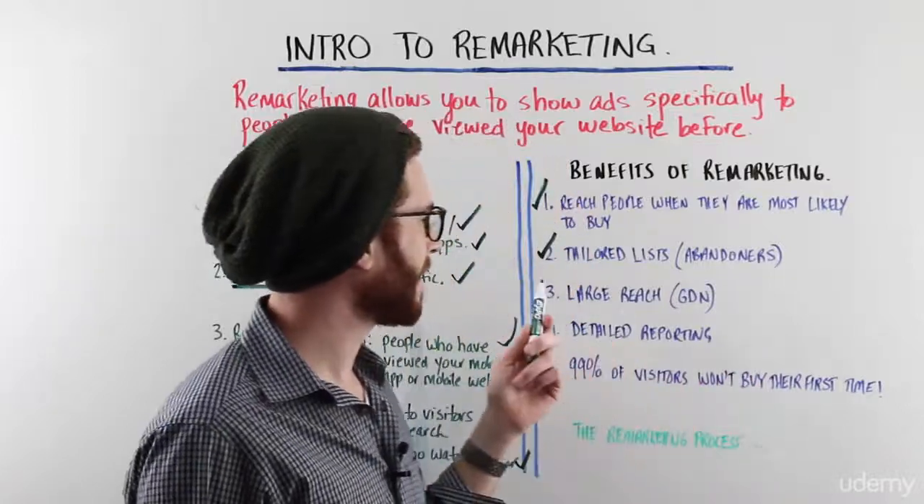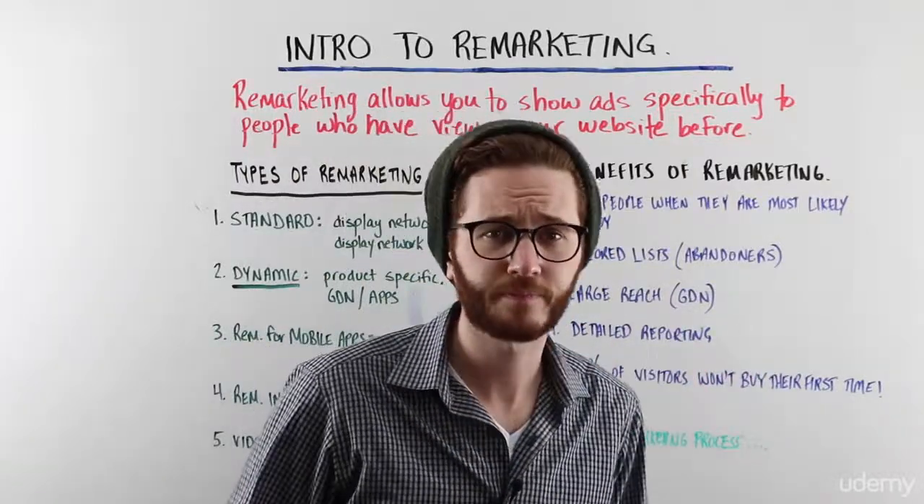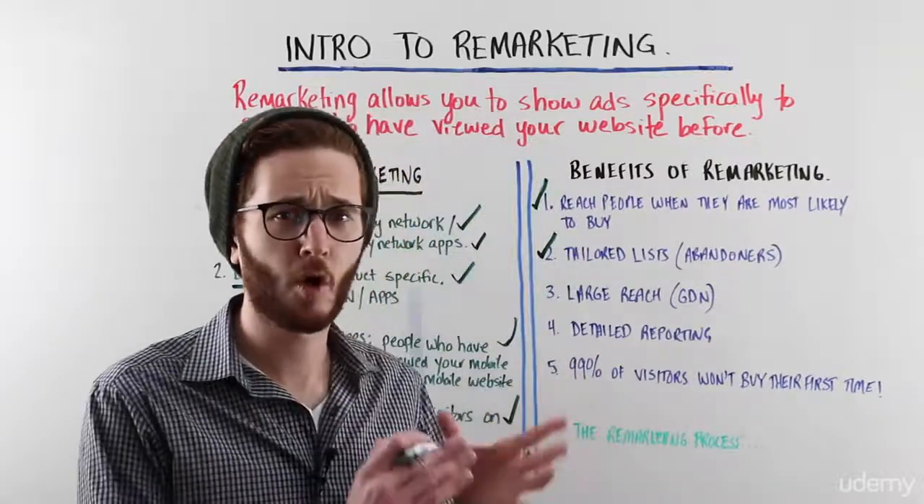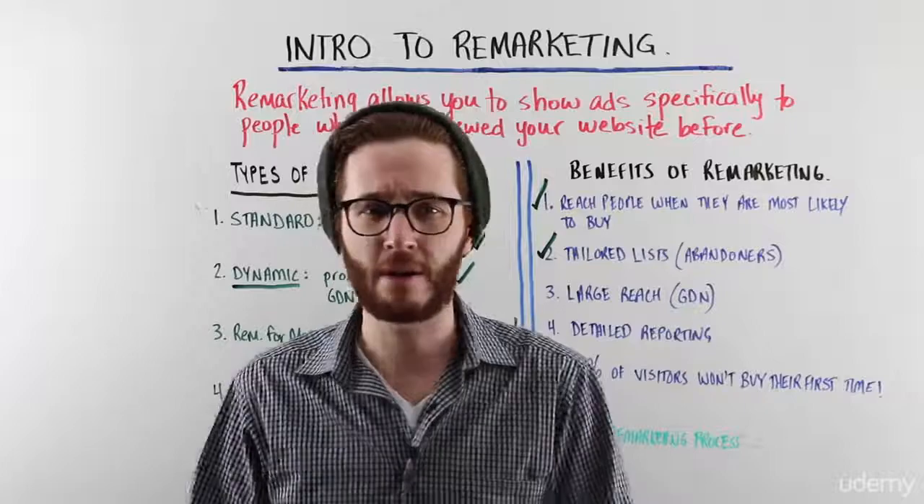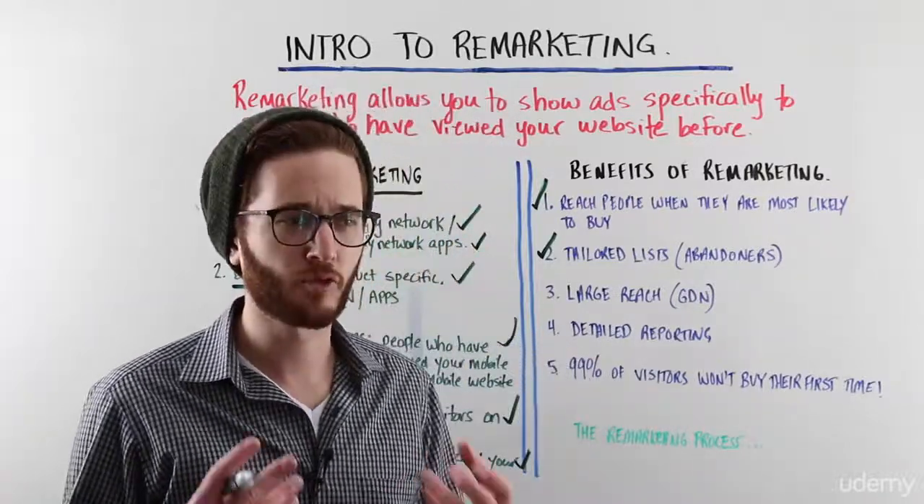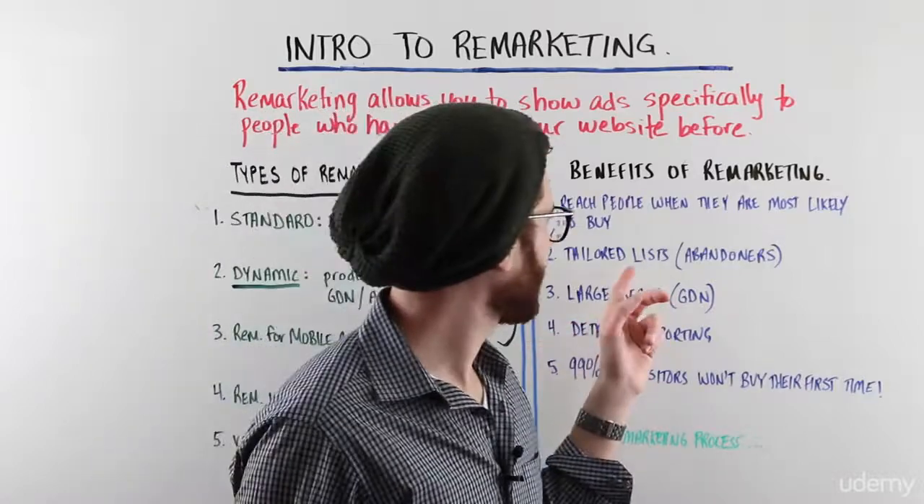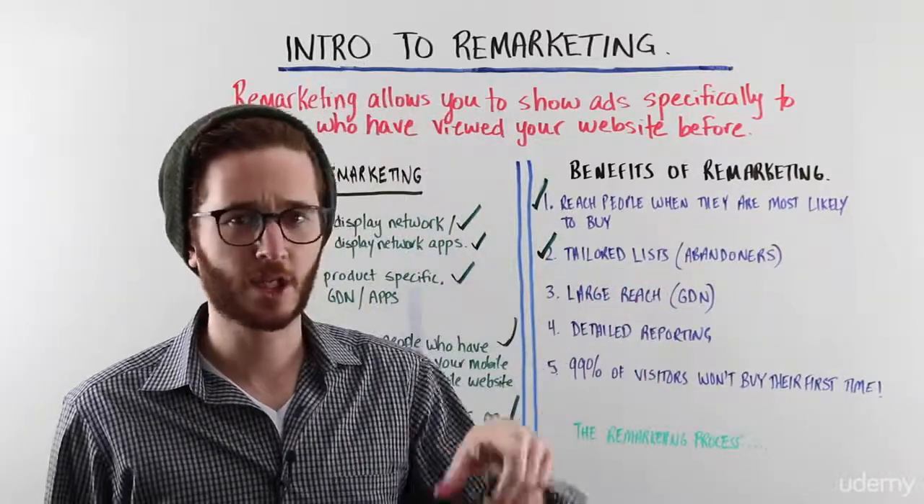So for example, I might have one list that is a rule-based list that is only populated. The audience of this list are only people who have added a product to my cart but then abandoned without checking out. The way you create those lists, and I'm going to show you in the next video, is by rules. So for example, let's say my cart page is poppin.com/cart.